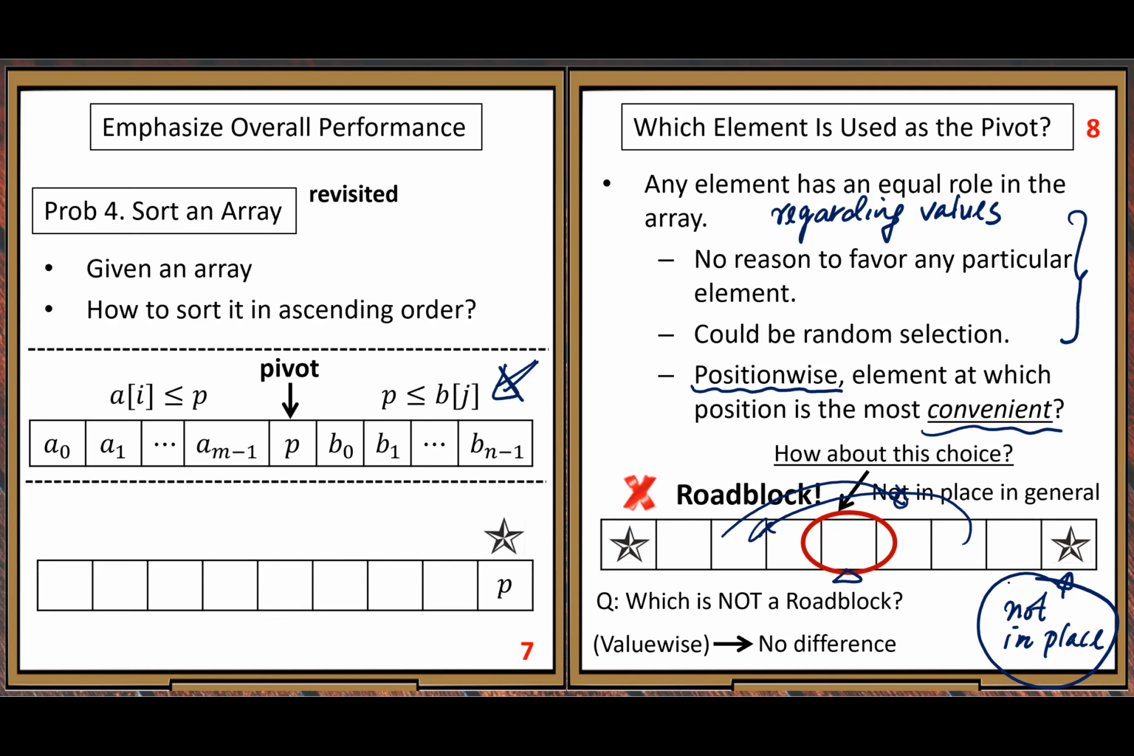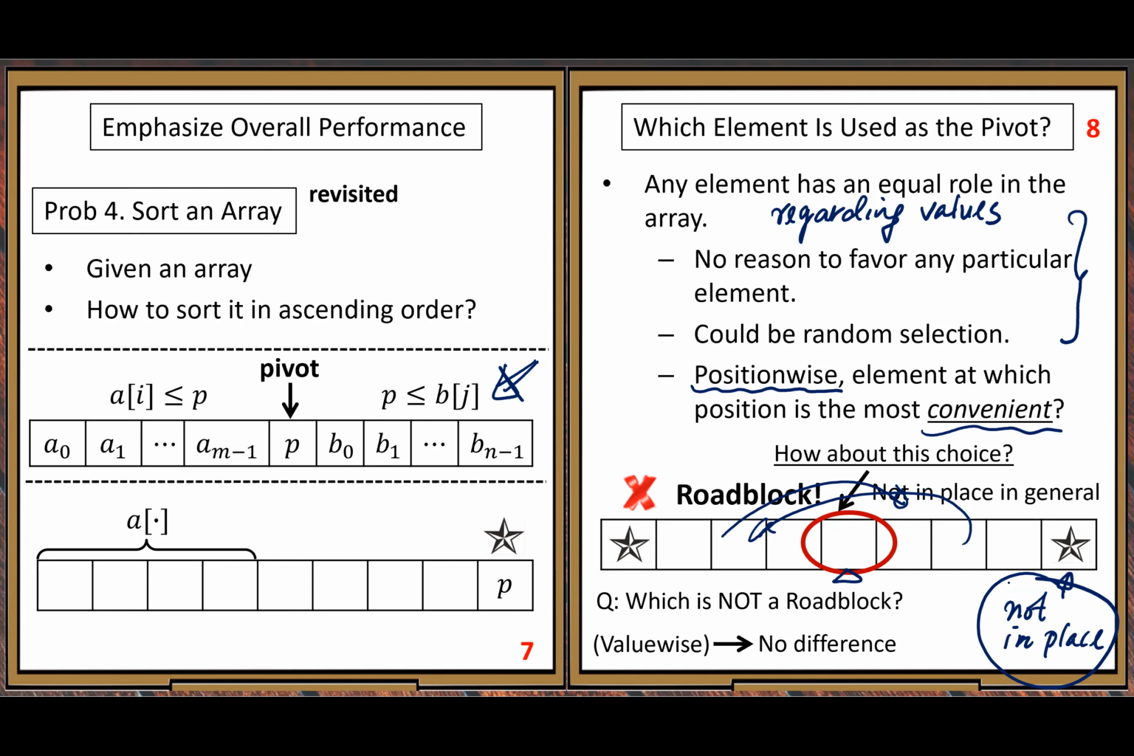Now, to make things a little clearer, let us use the last element as the pivot. Although you can use the first, the same procedure applies. In our textbook, it uses the first element as the pivot, so there's not much difference. In our discussion, let me just use the last element as the pivot.